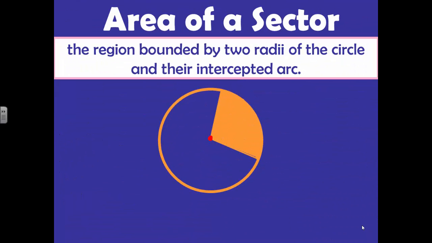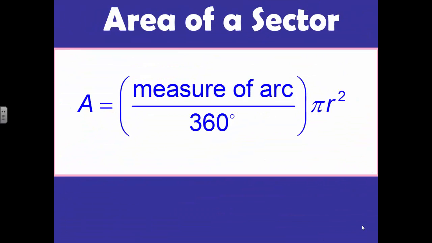Area of a sector is a region bounded by two radii of the circle and their intercepted arc. You can kind of think of it like a slice of pie. Notice that the angle is a central angle. Copy this formula down. This formula is similar to the area of a circle. Since it's a portion of the area, we have to use a fraction of the circle.